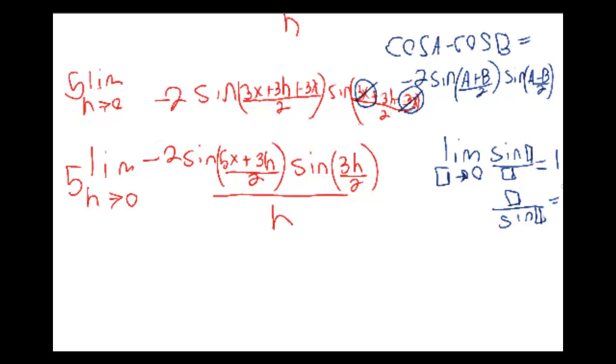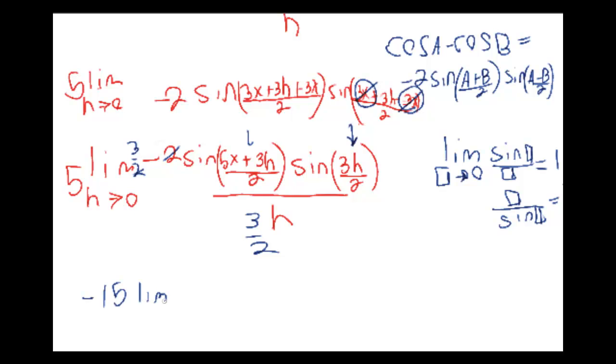Alright, so it'll be too hard to make this h look like this expression here, but I can make the denominator h look like this 3h over 2 pretty easily if I multiply the bottom by 3/2, and if I do it to the bottom, I also have to do it to the top. And what that allows me to do, these 2's will cancel, and I have a negative 3 times 5, a negative 15 constant.